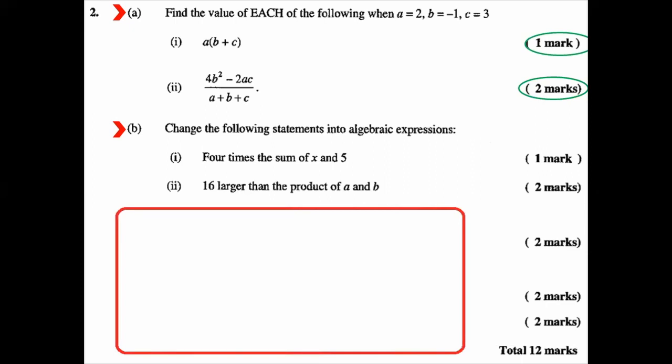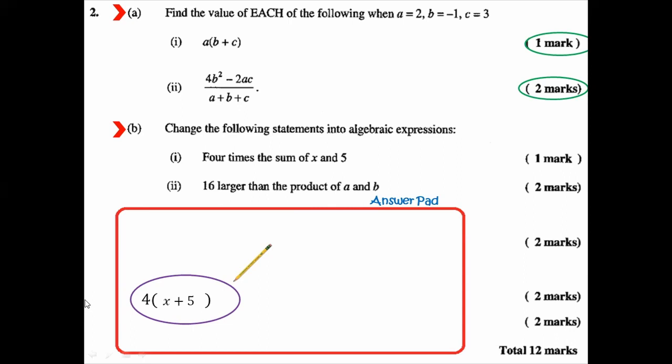All right, so moving on to part B. What is required here is for us to change the following statements to algebraic expressions, right? 4 times the sum of x and y. All right, the sum of x and y, there are two expressions. So what we're going to have is 4 multiplied by the sum of x and y, right? That's it.